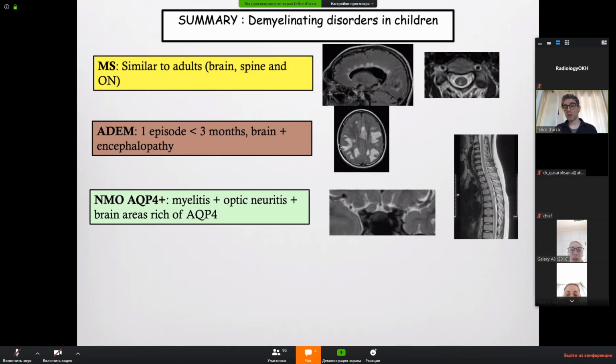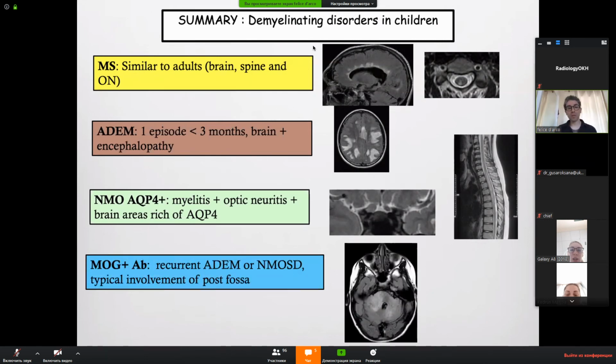And remember, all the recurrent ADEM are MOG positive. NMO aquaporin 4, you have a large tract of the spinal cord involved. You have optic neuritis, in particular the prechiasmatic part, and you have involvement of the brain areas rich of aquaporin 4. The MOG antibody looks like either an ADEM, recurrent ADEM, or an NMO radiologically, with some differences, but it has the typical involvement of the posterior fossa, and typically there is involvement of the intraorbital part of the optic nerve.